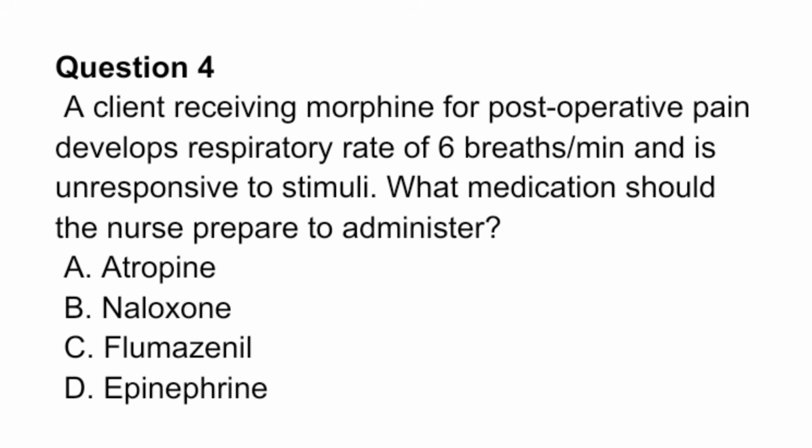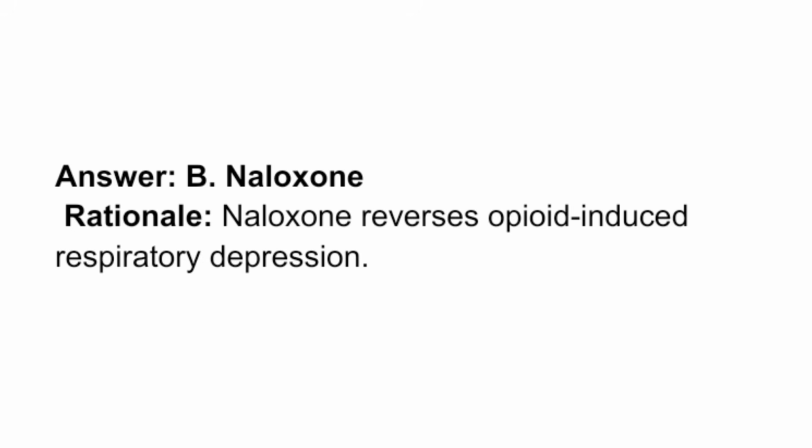Question 4. A client receiving morphine for postoperative pain develops respiratory rate of 6 breaths/min and is unresponsive to stimuli. What medication should the nurse prepare to administer? A. Atropine. B. Naloxone. C. Flumazenol. D. Epinephrine. Answer, B. Naloxone. Rationale: naloxone reverses opioid-induced respiratory depression.